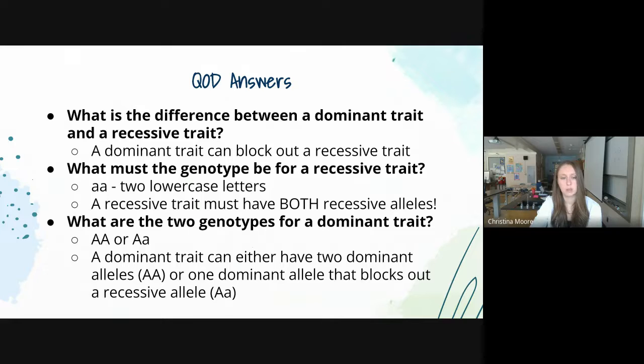The third question was, what are the two possible genotypes for a dominant trait? That could either be homozygous dominant, two uppercase A's, or it could be heterozygous, one dominant and one recessive. A dominant trait can either have two dominant alleles or one dominant allele that blocks out a recessive allele.